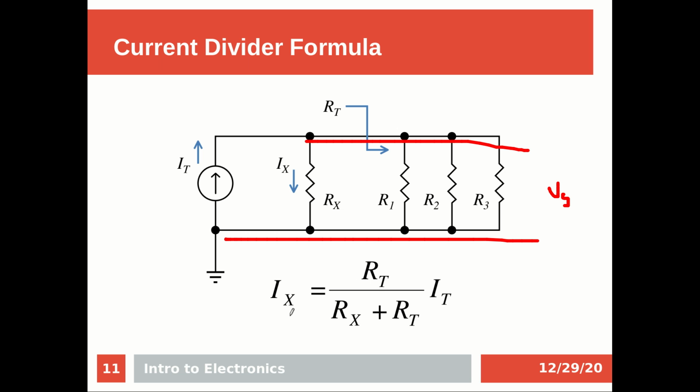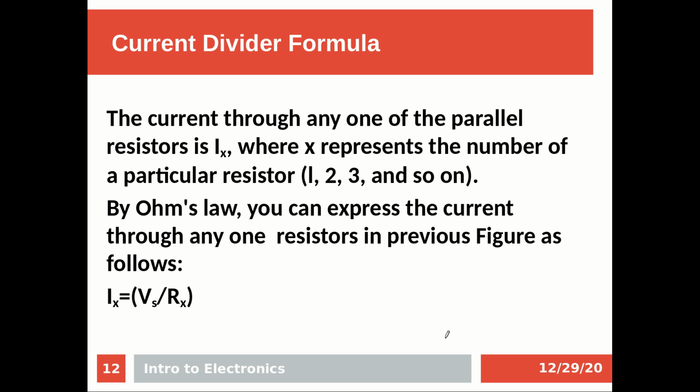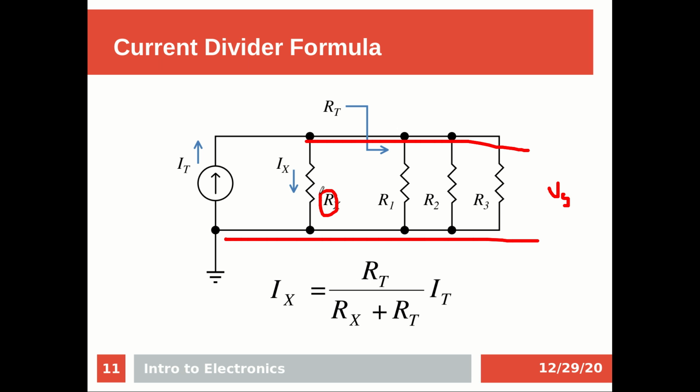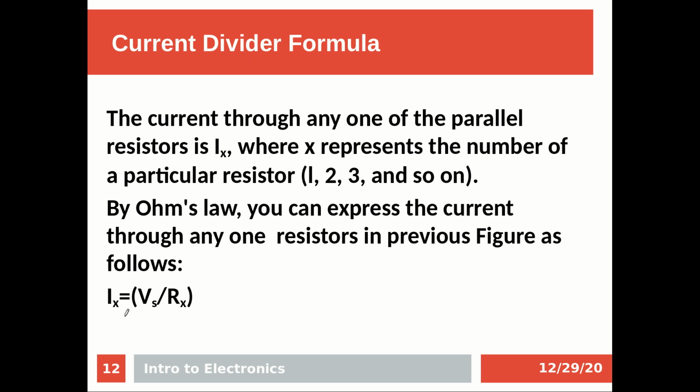So now Ix, this is the equation for the current divider, but we will try to see how we get this: R total over Rx multiplied by the I total. Okay, let's see how to get this equation. Now the current that comes across this one, for example, is the V total over Rx. So here we have it using Ohm's law.